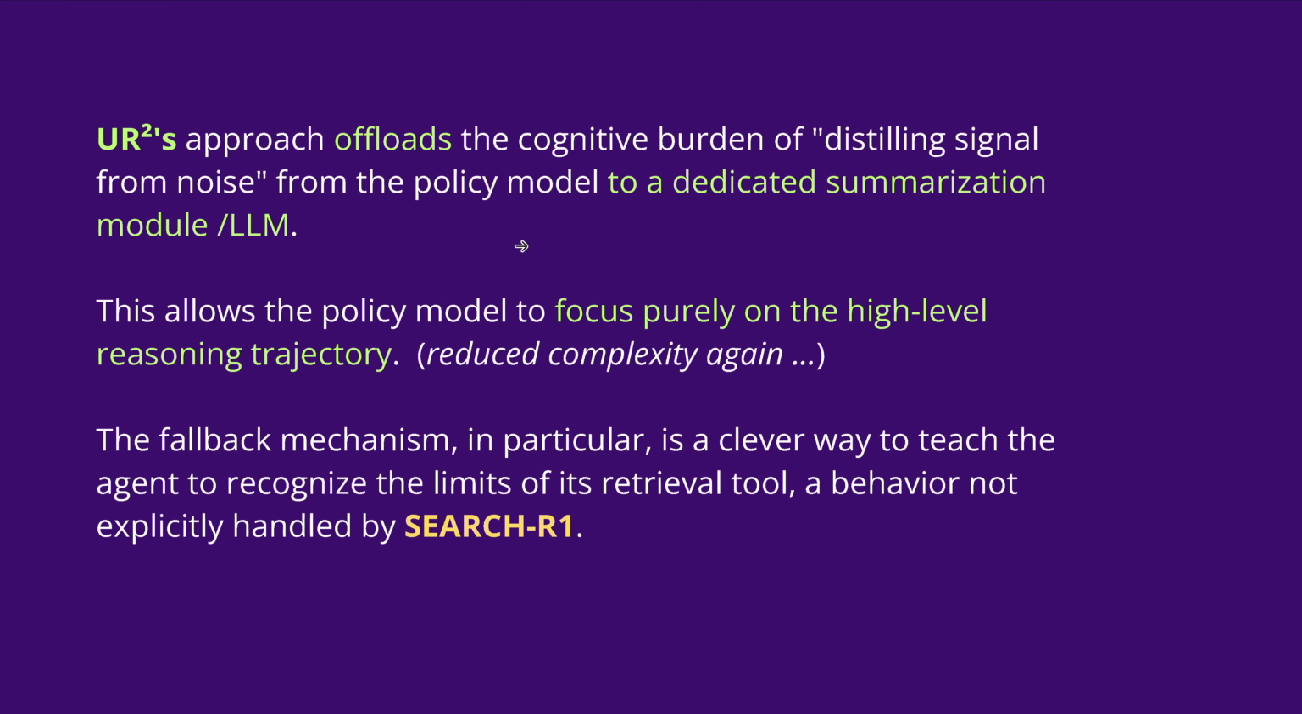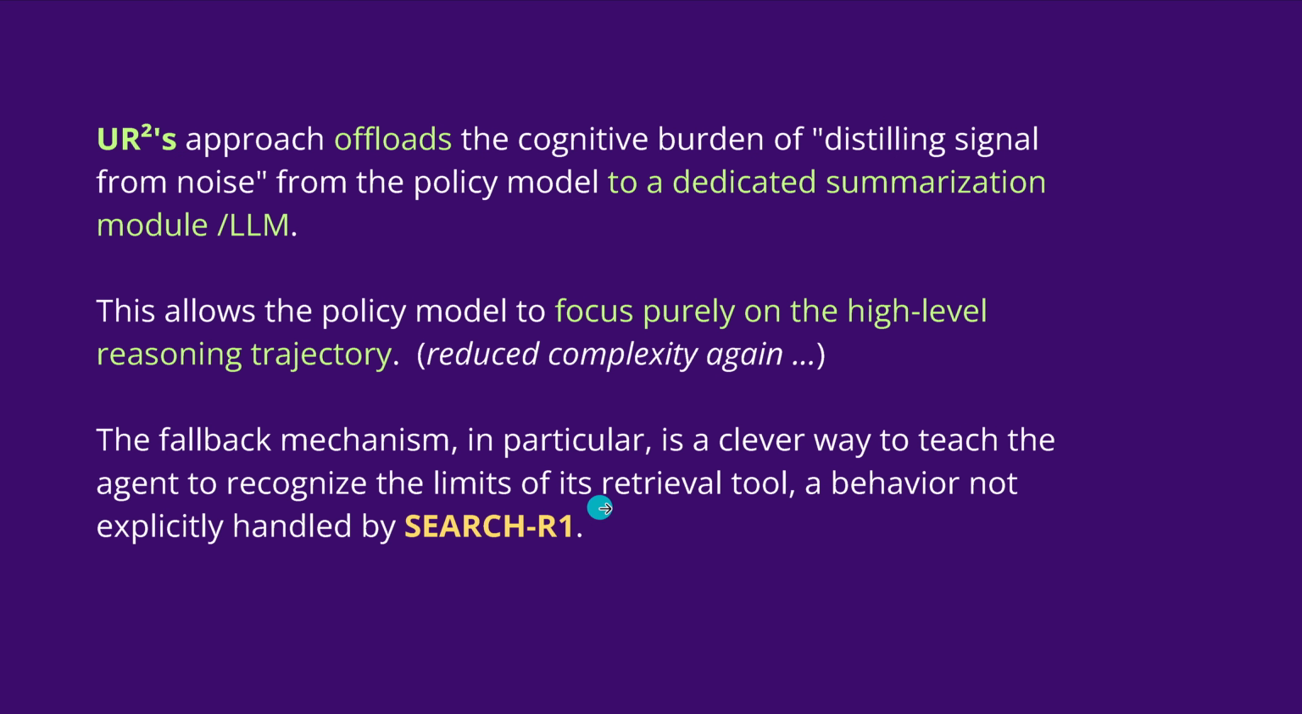Why do we do this? Again, reduce the complexity. The UR2 approach simply offloads, if you want, the cognitive burden of distilling signal from noise from the pure policy model, or pi theta, to a dedicated external summarization LLM. We reduce the complexity of the job that the LLM, the agent, has to do. So this allows the policy model LLM to focus only on the high-level reasoning trajectory. We're always back to the same pattern of reduced complexity for AI. AI cannot handle higher complexity.